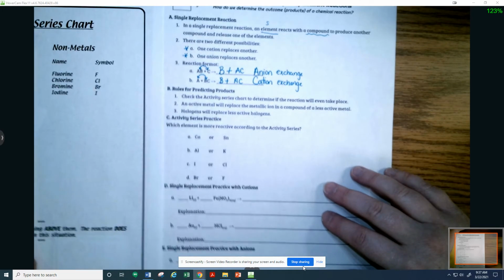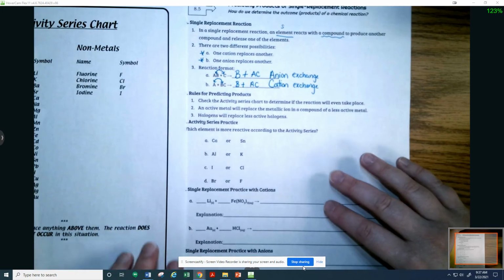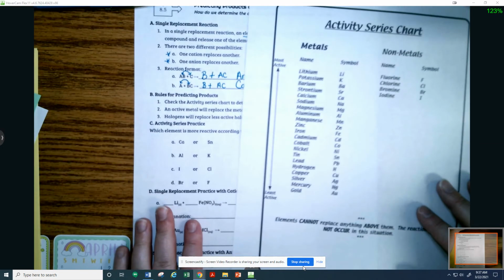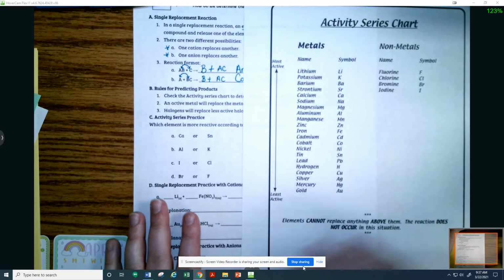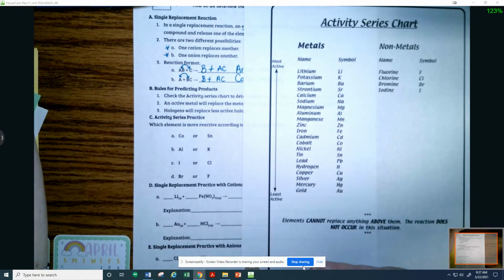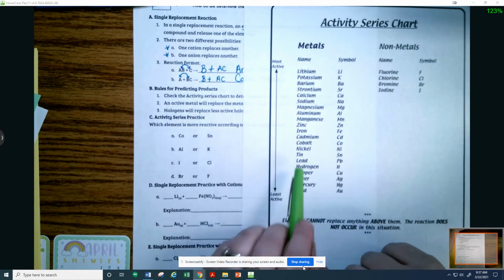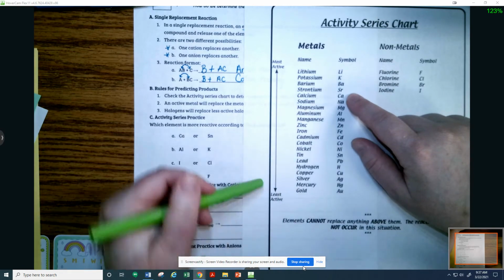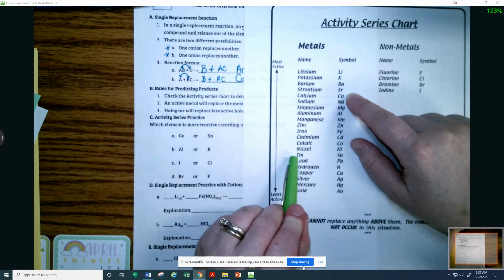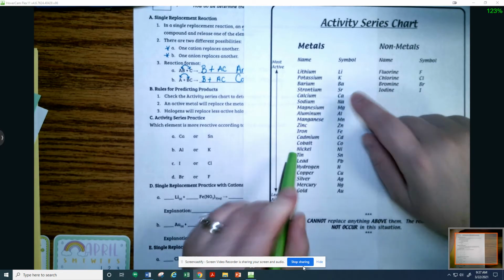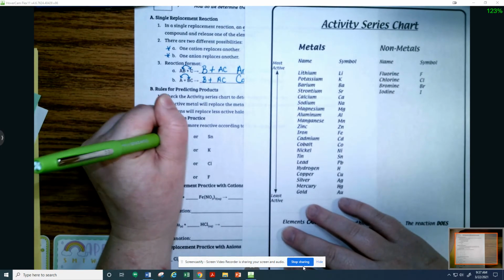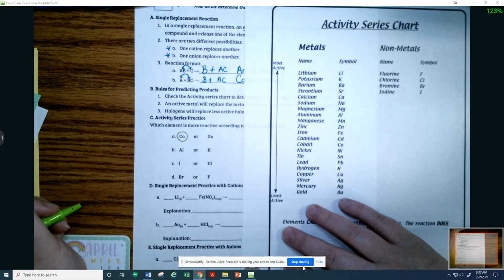So the thing we're going to do first is just quite simply look at our activity series and determine which one's more reactive. So in this first one, we're comparing calcium to tin. I know that they are both metals, therefore I know I'm going to look on the left-hand side here. So here I found tin and I found calcium, and we know that as you move up the list, the more reactive or active they become. Obviously, calcium is much further up the list, therefore calcium is more reactive.